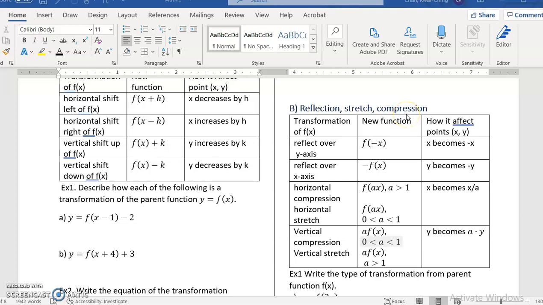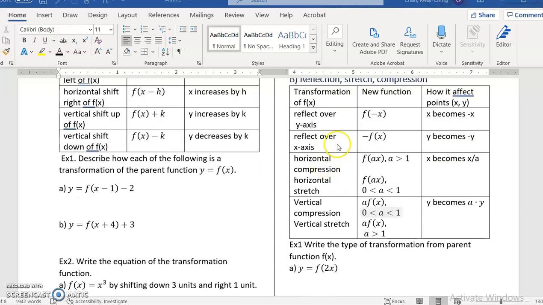We are on transformation, the second part of transformation, looking at how we can change a parent function or any function by doing three kinds of transformation called reflection, stretch, and compression, and how it relates to the formula in terms of a function. So if I have an original f of x function and I reflect that function over the y-axis, the new function formula becomes f of negative x, the negative inside.